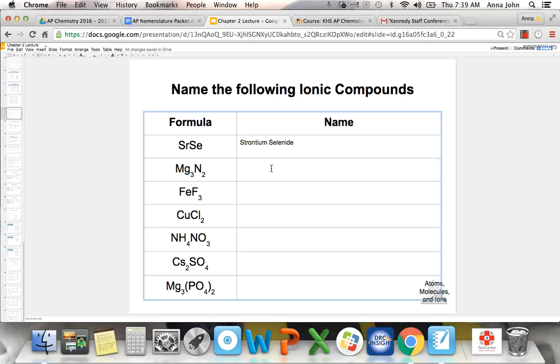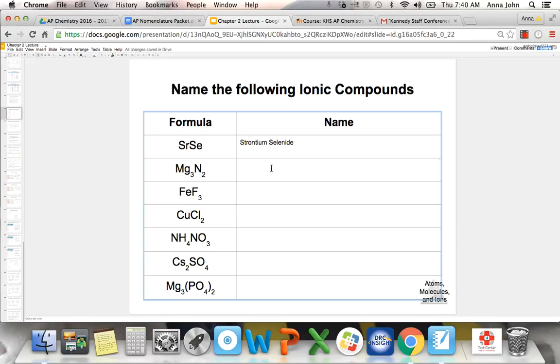Notice I didn't do anything with the number of each, okay? With ionic compounds, the charges have to balance, and so we don't need to say how many of each there are. You should be able to find that from what elements you're using.